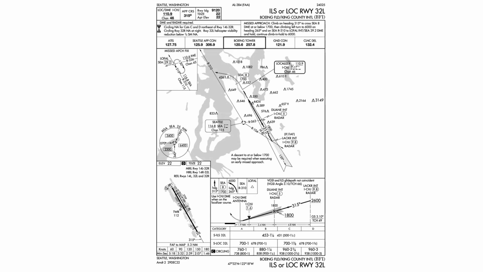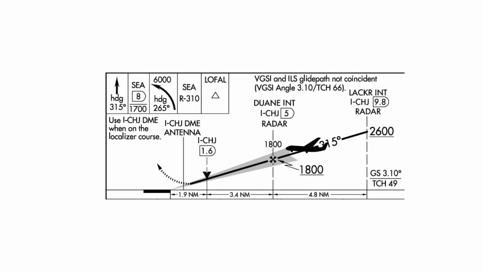Below the plan view, a profile diagram is shown to illustrate the approach and descent path to the landing runway. In the upper left, the missed approach procedure is shown with the pertinent heading, altitude, DME distance, VOR radial, and waypoints. The glide slope altitude for this approach is at or above 1,800 feet and is at the Duane fix. The localizer DME antenna is located at the orange arrow and is 0.3 nautical miles from the approach end of runway 32 left. The numbers highlighted by the blue boxes are the DME distances from the DME antenna.